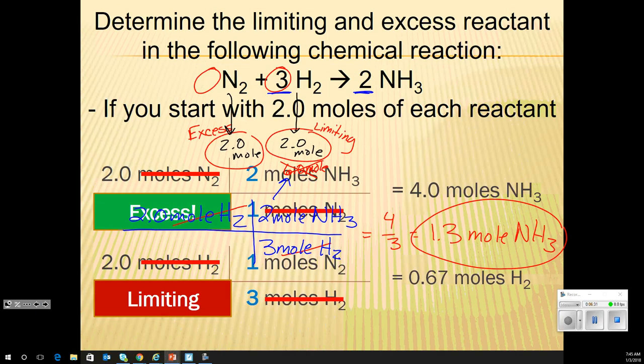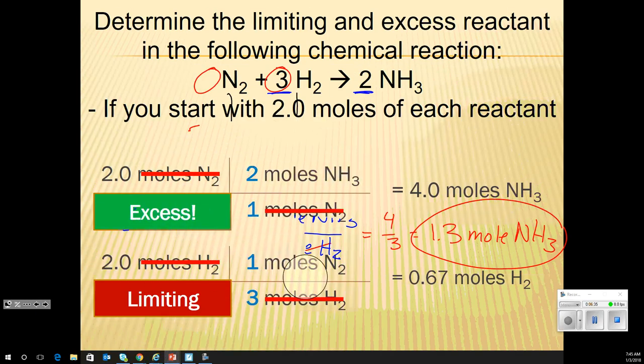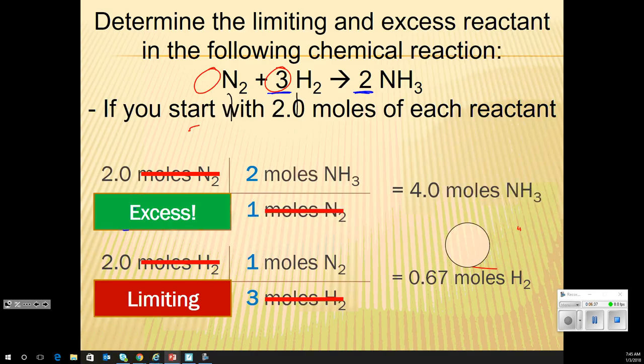Now, notice it's not a whole number. Okay? Just like when we were making the cheeseburgers, we got whole numbers. Well, when we do limiting and excess, we're not going to end up with whole numbers, and it's okay. We're going to go forward.